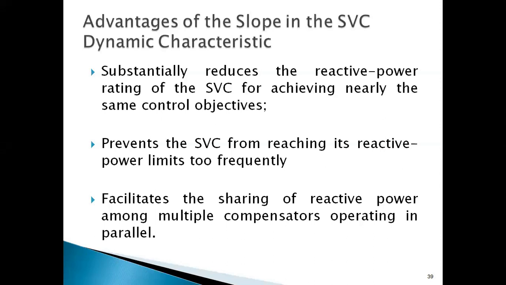It prevents it, and because of that slope, it prevents the SVC from reaching its power limit too frequently. So like a speed break, this slope helps us prevent it from reaching its maximum limit frequently, the transition. So that will be prevented with the help of that slope.